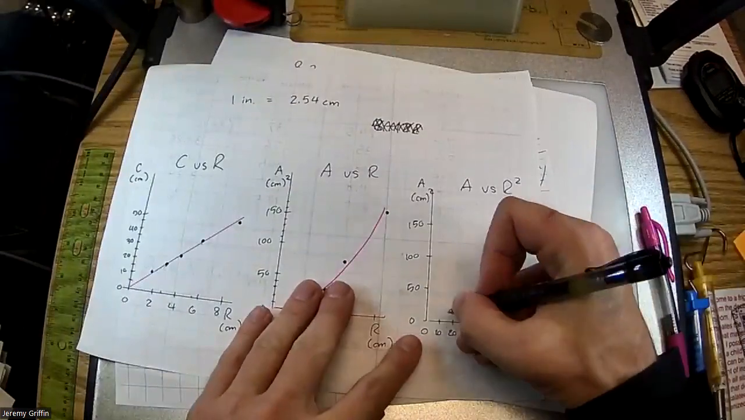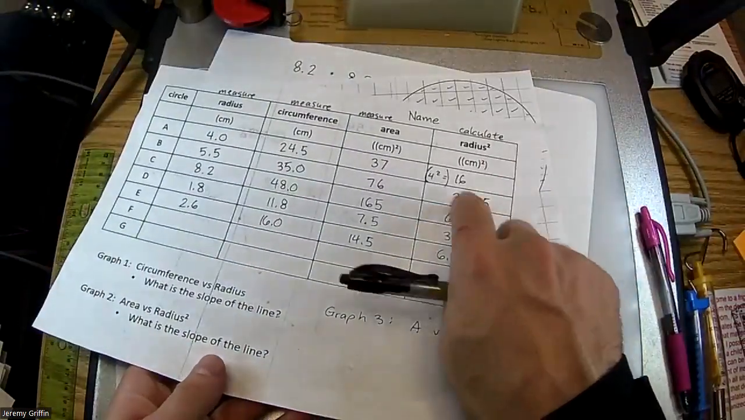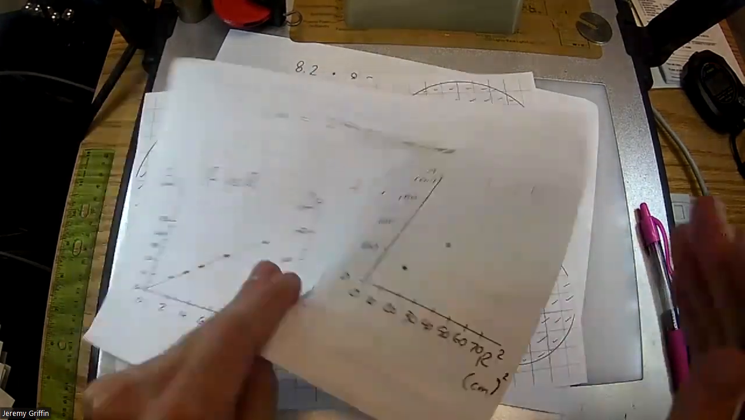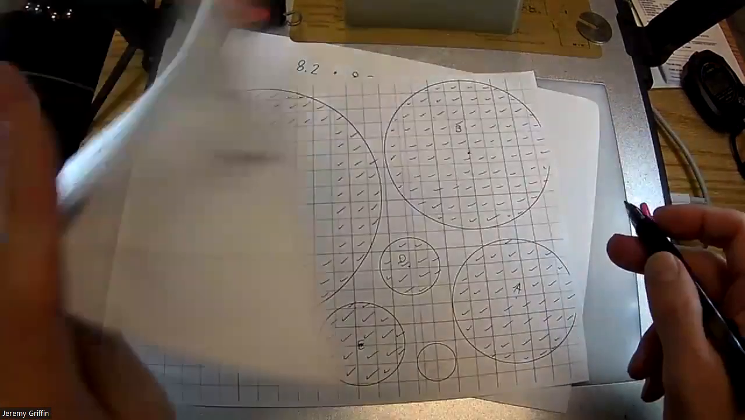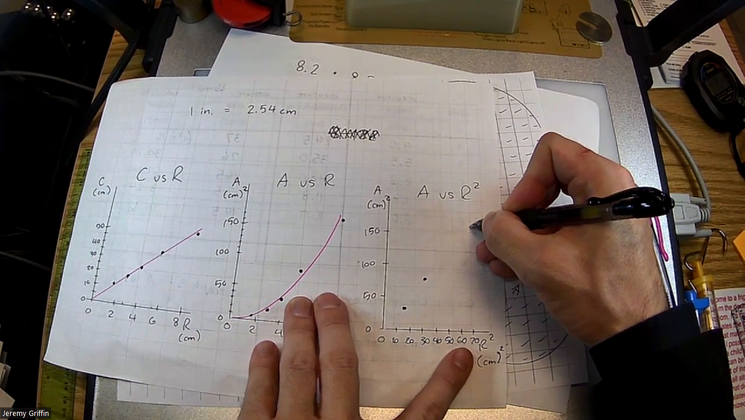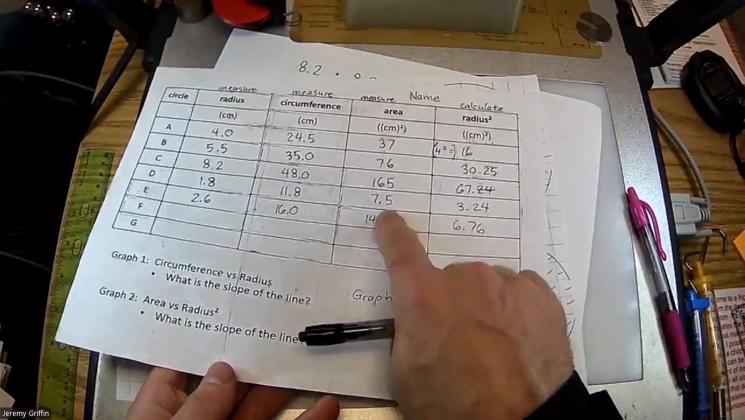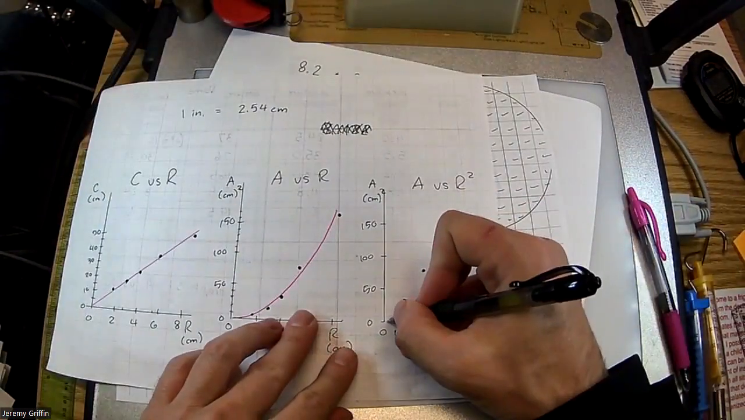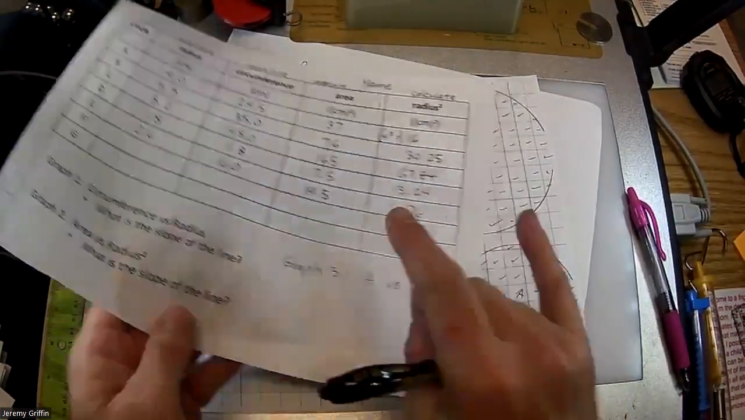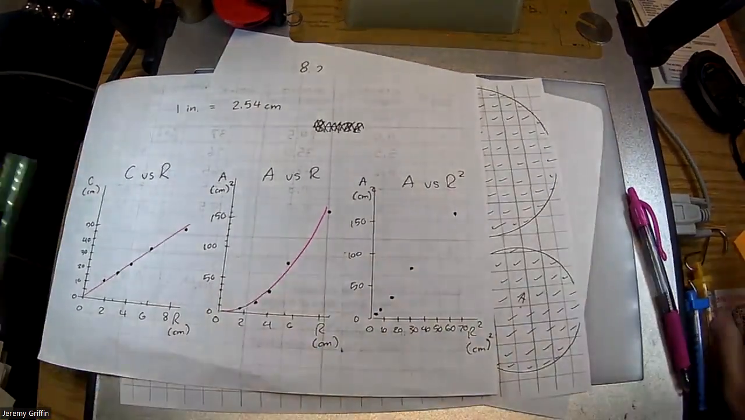Okay, so 16, 37, bam. 30, 76, bam. 67, 165, bam. 3.24 and 7.5, bam. And 6.76, 14.5, bam, right there. Oh, and look at that, it's a direct relationship.